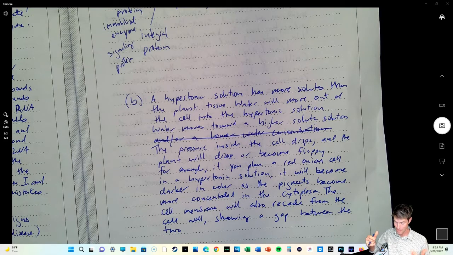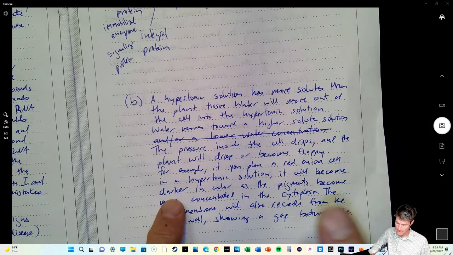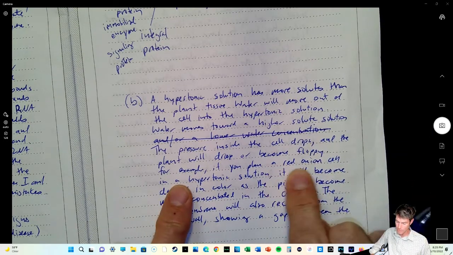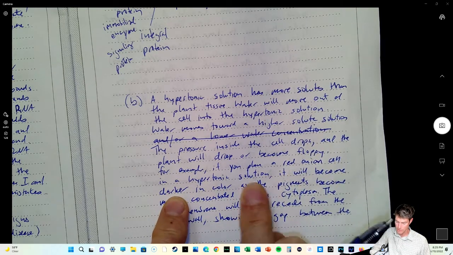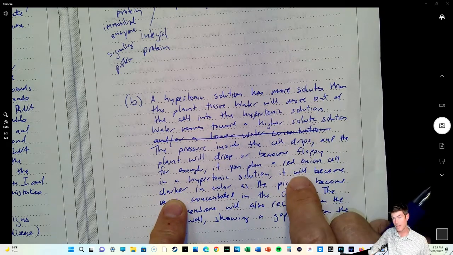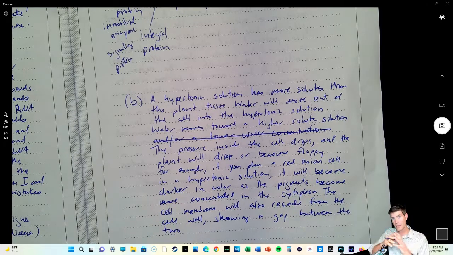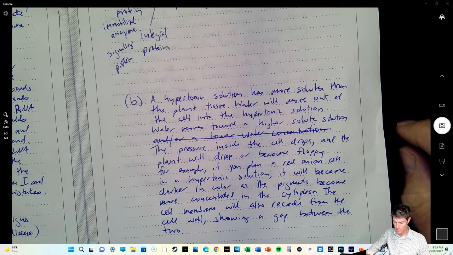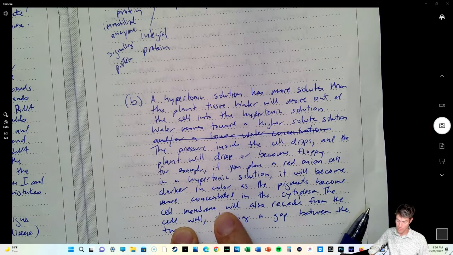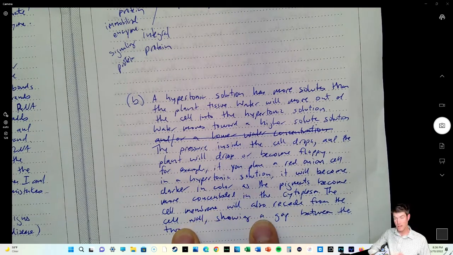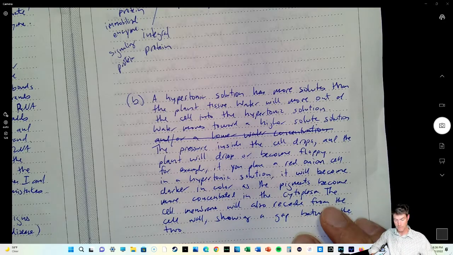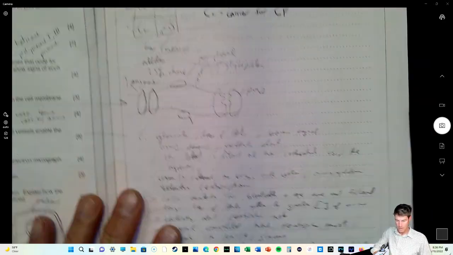And for example, if you put a red onion cell in a hypertonic solution, you're real salty. Remember those cells got darker because the cytoplasm shriveled up, it lost volume, and that concentrated the pigment, so it looked like a darker color. You can also say the cell membrane receded from the cell wall, so we saw that gap between the two.